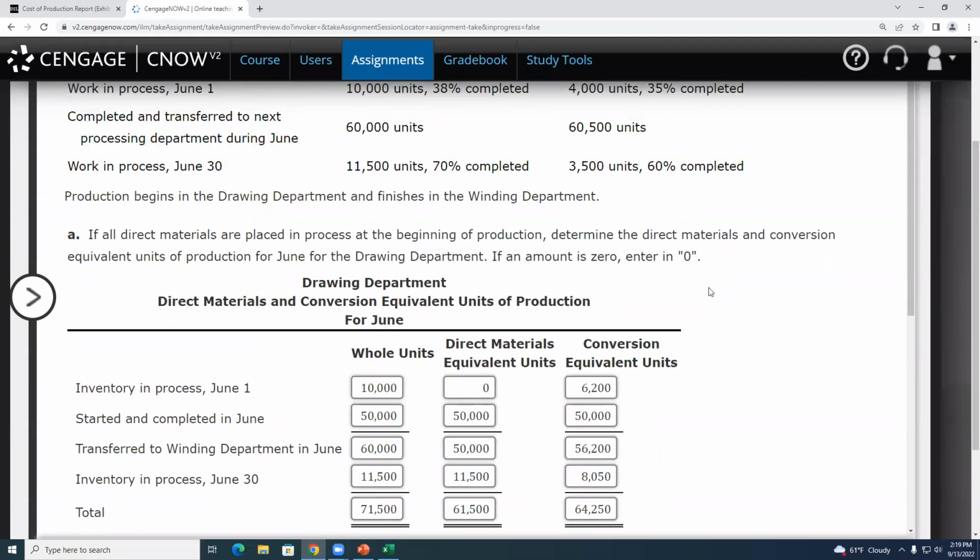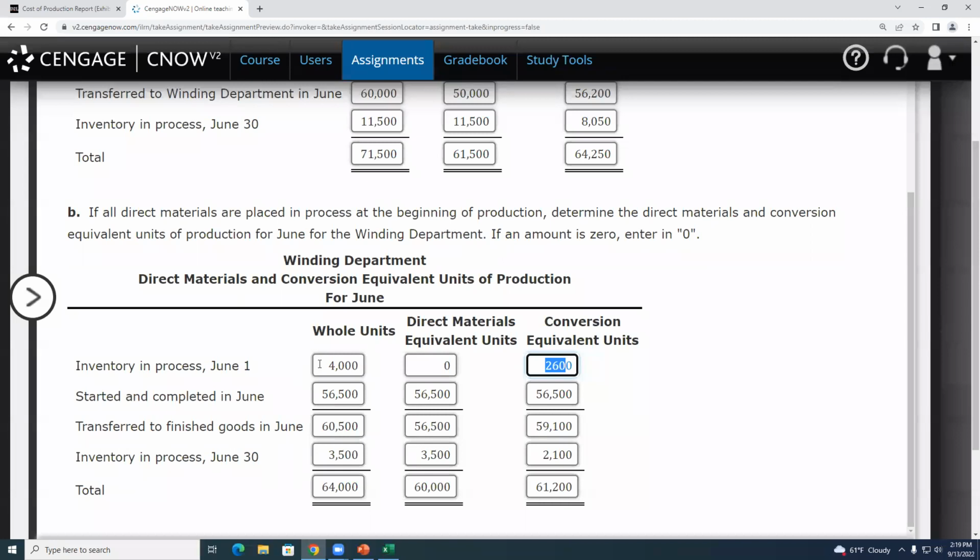There were 60,500 units that were completed and transferred out. 4,000 of those were from the beginning inventory. So the rest, 56,500, were started and completed in June. We added all the direct materials and did all of the work, adding down to get the numbers for the transferred to finished goods, because the winding department is the next step in the process, the last step in the process, excuse me.